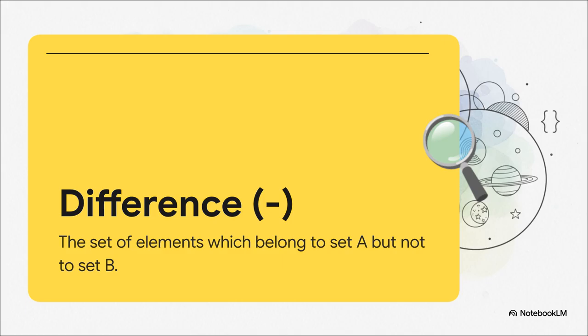And finally, there's the difference. This is basically just subtraction. When you see A minus B, it means you start with everything in set A, and then you take away anything that's also in set B. You're just removing the common stuff, leaving only what's unique to A.